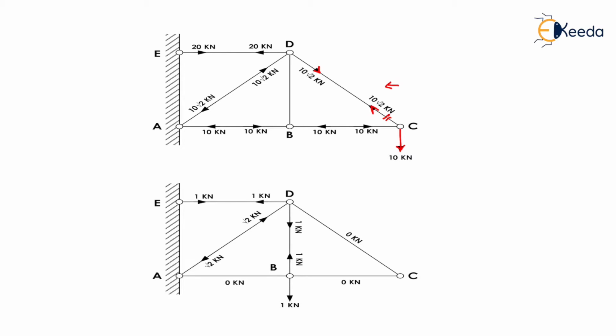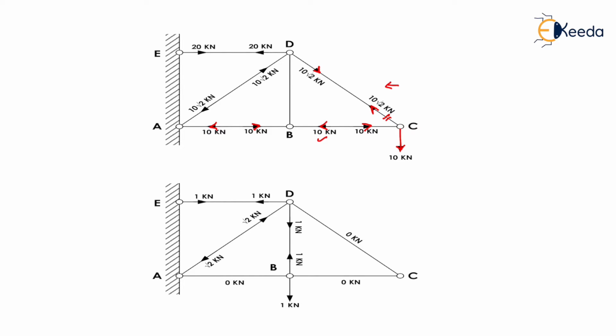To maintain the horizontal equilibrium of joint C, we need to create a 10 kN force like this in member BC. Now to maintain the equilibrium of member BC, we need to create a 10 kN force here. Now at joint B, there will be only a horizontal force acting, that is of 10 kN in the leftward direction. So to maintain the horizontal equilibrium of joint B, we need to create a 10 kN force here. Now to maintain the equilibrium of member AB, we need to create a force of 10 kN here.